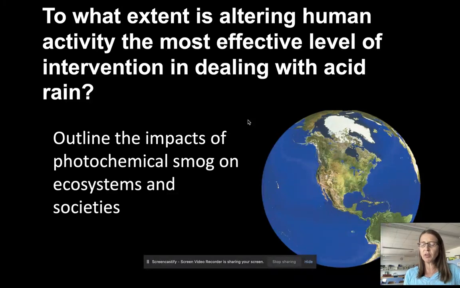But other things too, they just need to be able to know what the impacts are of some of these pollutants that we're studying, like what are the impacts of photochemical smog on ecosystems and on societies. Because again, this is a group 3 and group 4 course, so they need to know a lot of the social systems involved, and they also have to know a lot of the science aspects involved. So how is it affecting the natural world as well as human societies?